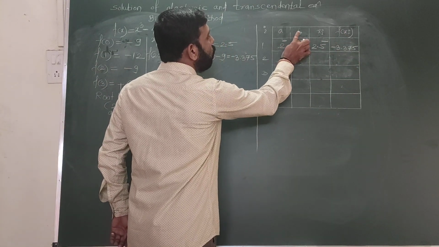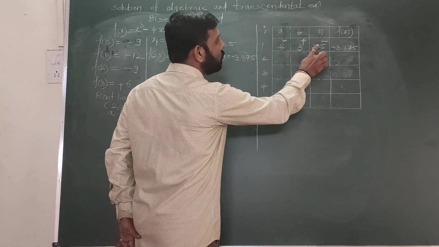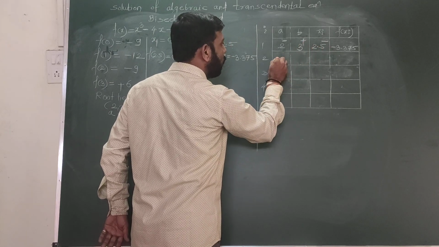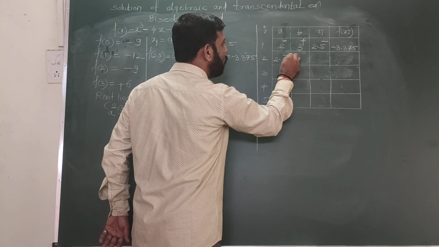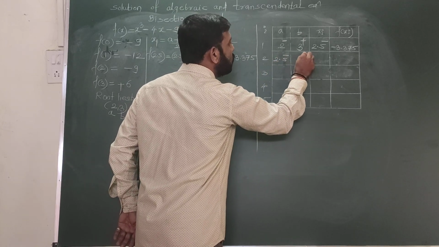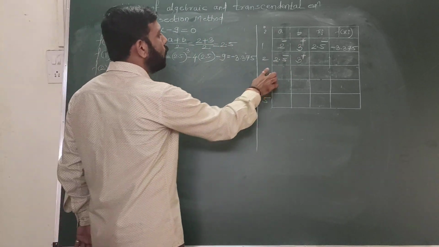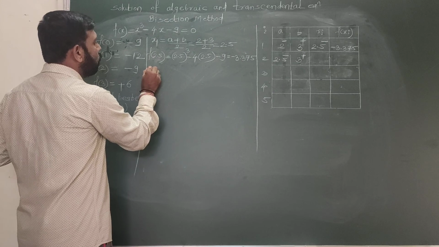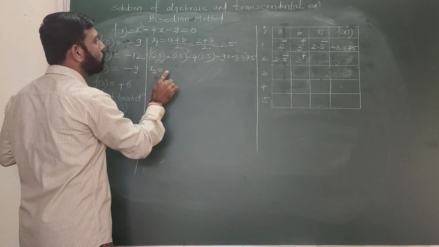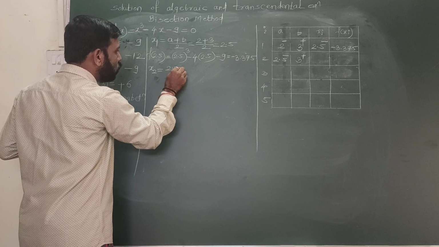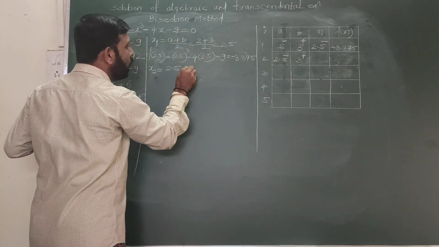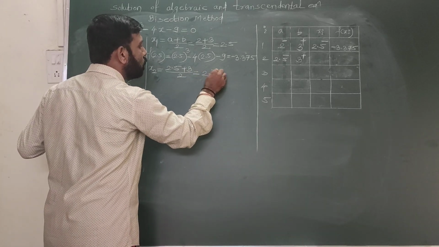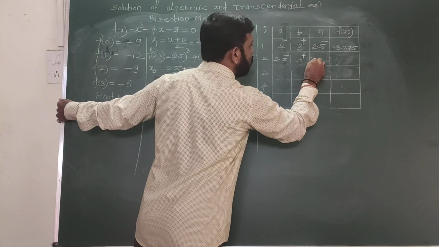Now for the next A and B values we again consider two opposite signs, minus and plus, so the next A is 2.5 and B is 3. So the actual interval is 2.5 and 3 because they are of opposite sign. Now x2 is equal to the value of A, 2.5, plus the value of B, 3, upon 2. This we calculated, the value is 2.75. Substitute here.